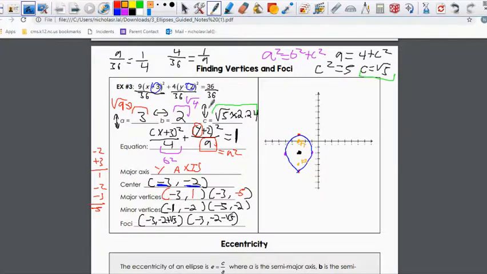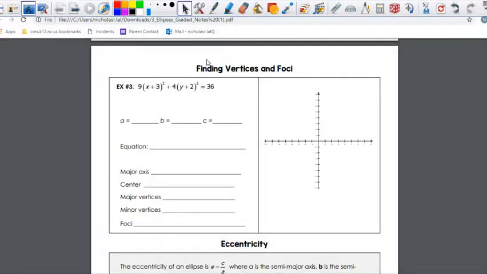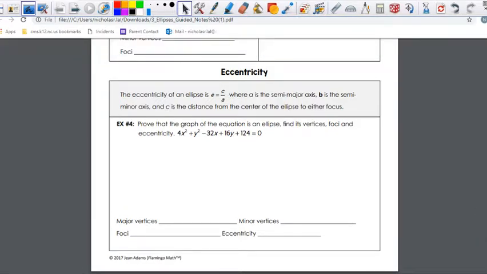You can also try graphing these on Desmos to get an intuitive feel for this. Clearing annotations, you can always pause and go back to the notes. Let's look at the eccentricity. The eccentricity of an ellipse is e equals c over a, where a is the semi-major axis, b is the semi-minor axis, and c is the distance from the center of the ellipse to either focus.